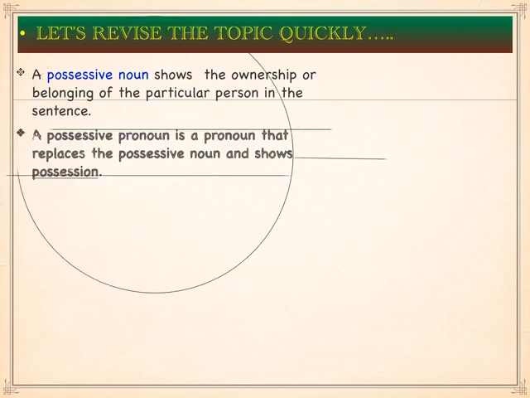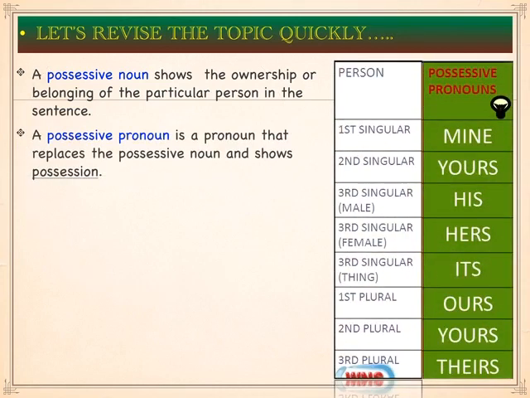Now let's see another thing. A possessive pronoun is a pronoun that replaces the possessive noun and shows possession. We have already studied that a pronoun replaces the noun. In the same way, a possessive pronoun replaces a possessive noun. So let's see the table given over here quickly.